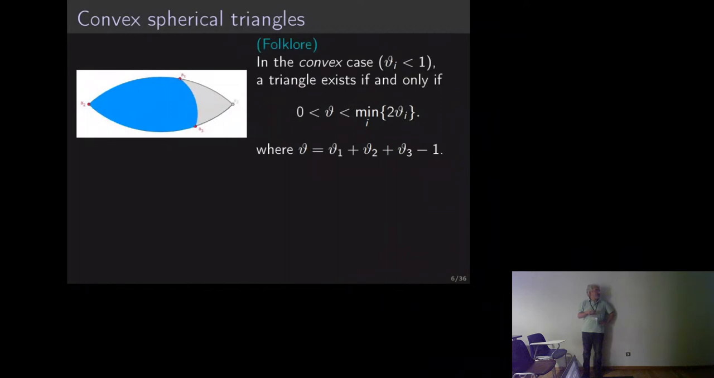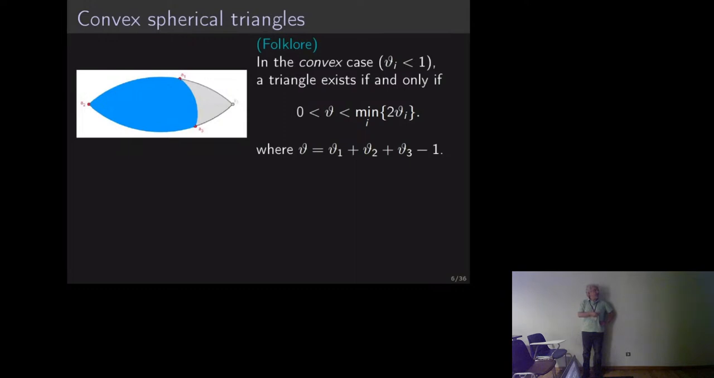The first intuition of what happens is the convex case. Convex just means that the angles are smaller than pi. So what is the constraint? A typical convex triangle looks like this light blue one, and this is embedded inside a wedge, or a spherical wedge, which is contained between two meridians. You can see that the constraint is that this blue area must be smaller than the area of the wedge.